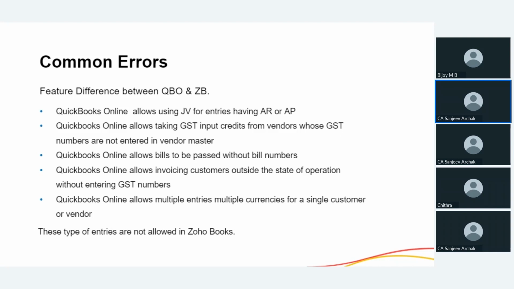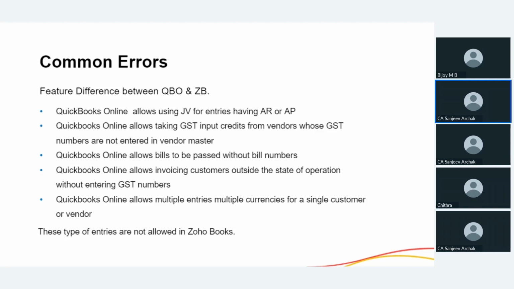QuickBooks also allows multiple entries in multiple currencies for a single customer. So you might have a customer based in Singapore with whom you are transacting in, let's say, Singapore dollar. So you will actually pass an invoice using the Singapore dollar, but you'll still be able to account for the exchange gain or loss in INR.